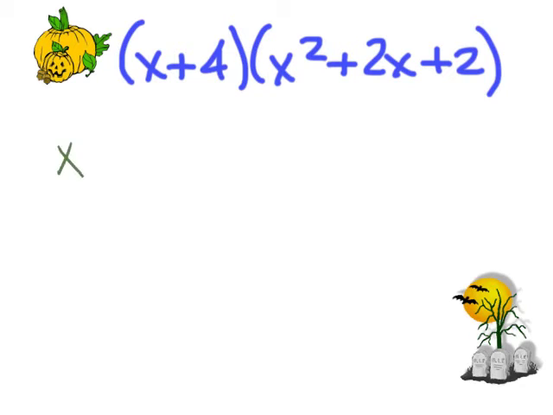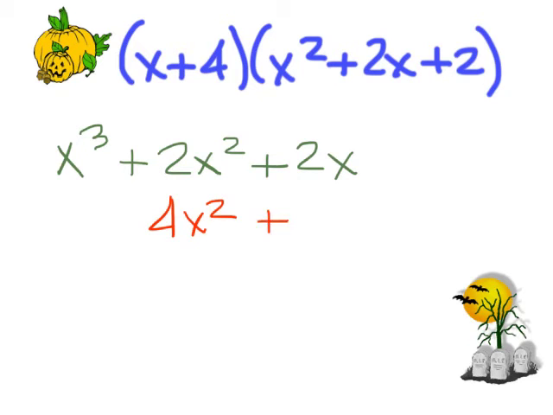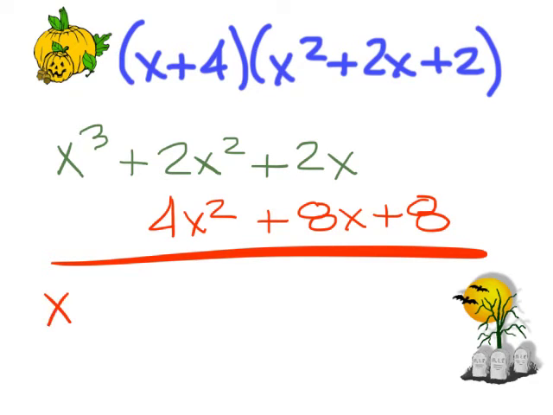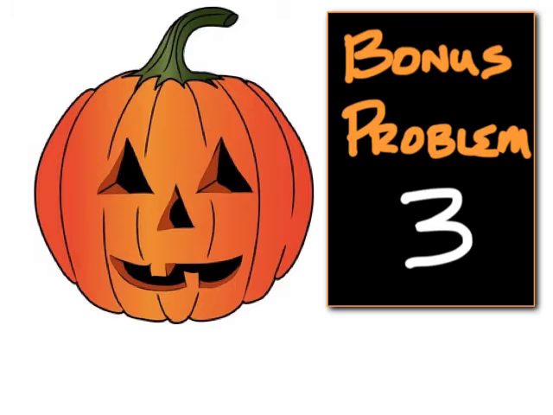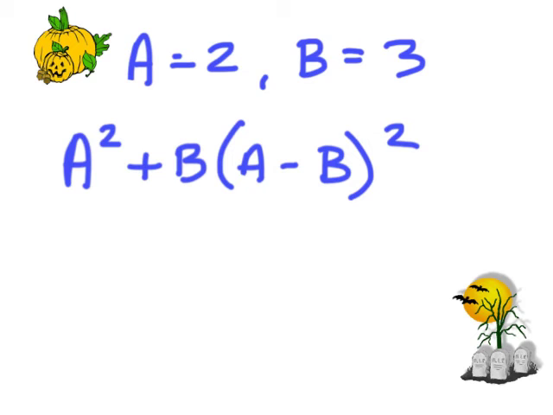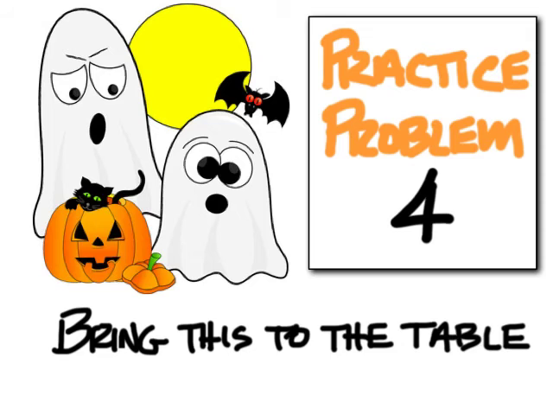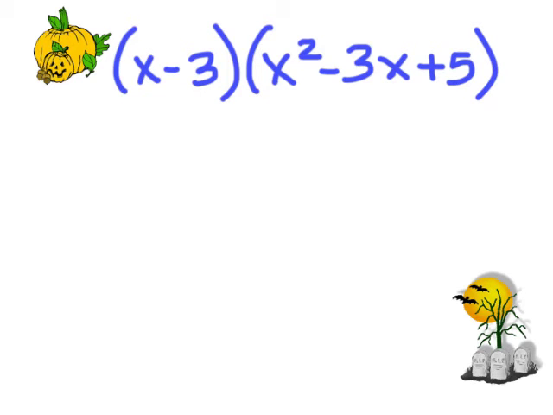Answer to the practice is x to the third plus 2x squared plus 2x, and then add to that 4x squared plus 8x plus 8. And you should get an answer of x to the third plus 6x squared plus 10x plus 8. Answer to the bonus is 7. Practice number 4.